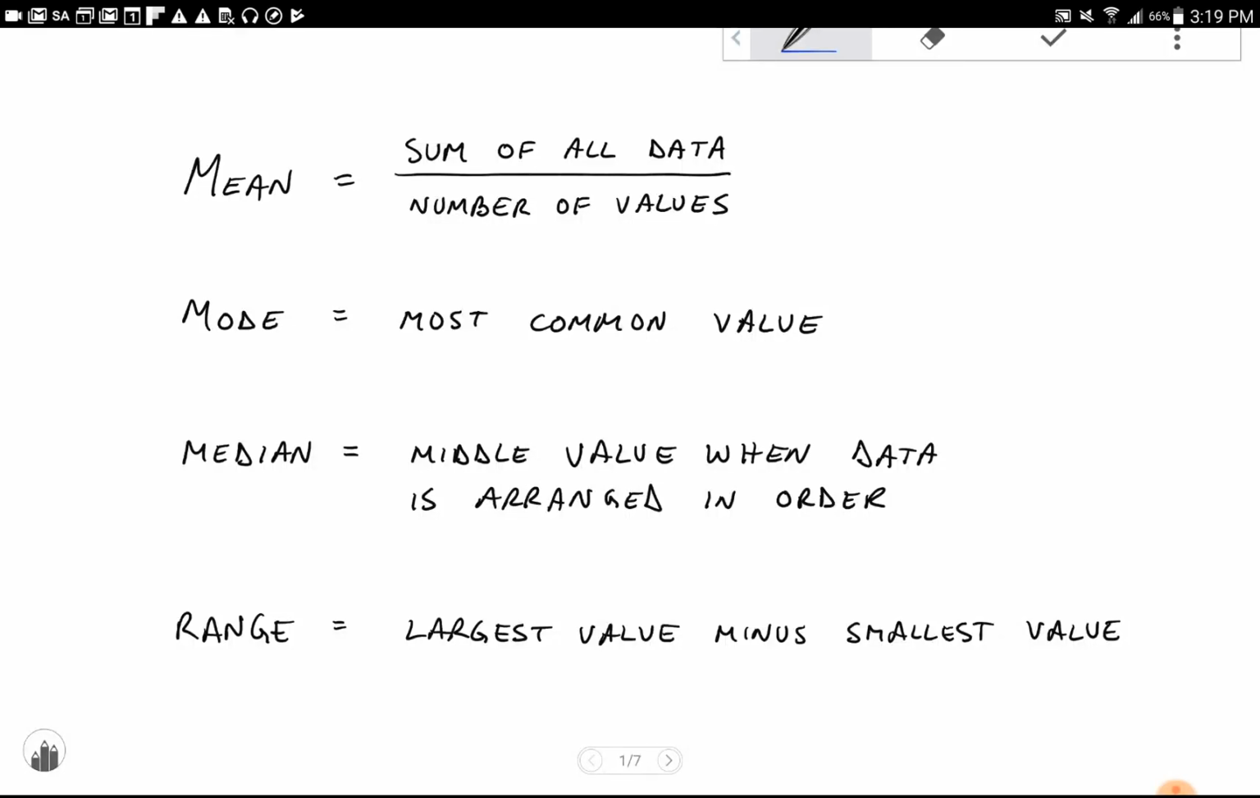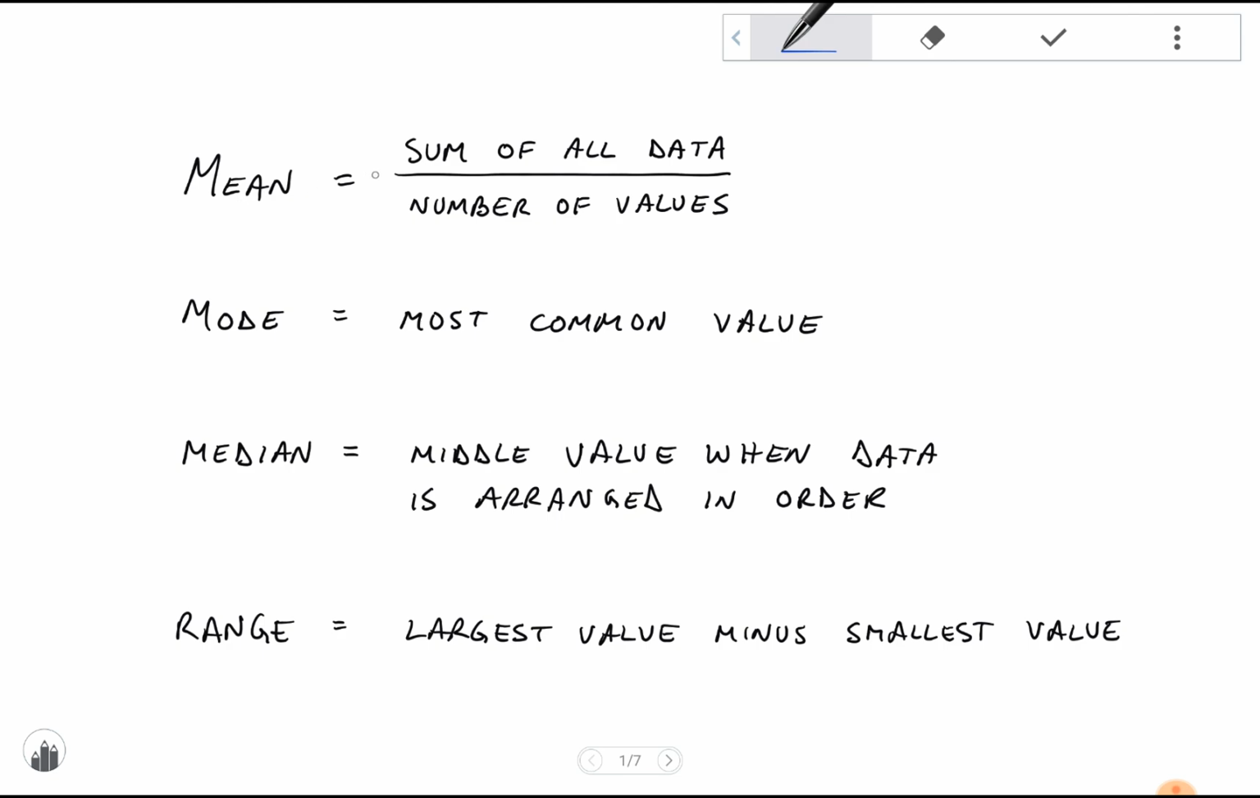Mean, median, mode, and range. Let's look at the definitions for these. The mean is the sum of all data divided by the number of values. The mode is simply the most common value. The median is the middle value when the data is arranged in order. And the range is the largest value minus the smallest value.